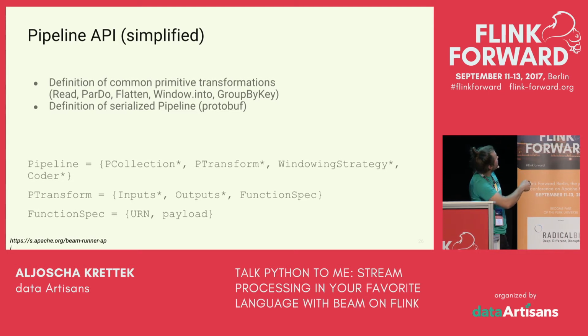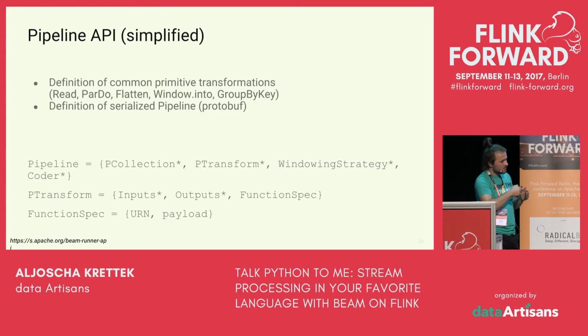There's only read, which is sources. There's pardo, which is a flat map. So pardo takes a dofun as a user function. There's flatten, which is a union operation. There's window into, which is the operation that assigns windows to elements. And there's group by key, which is the shuffle implementation. So group by key or a combine, that happens all under the umbrella of this primitive here.